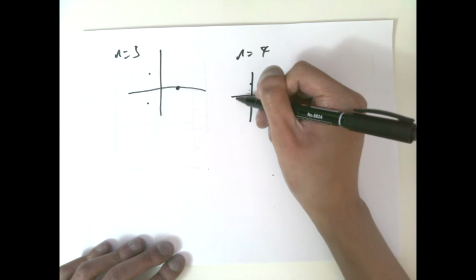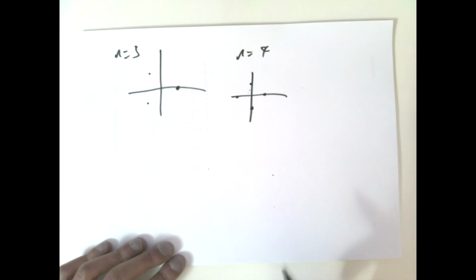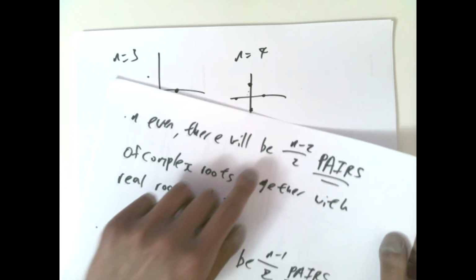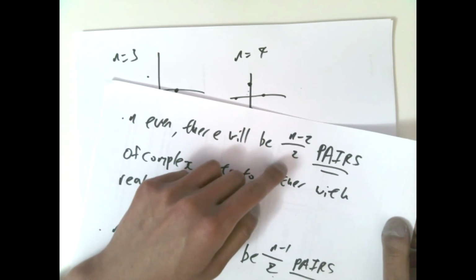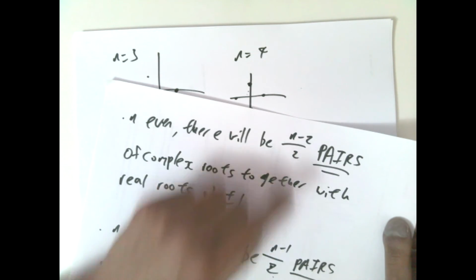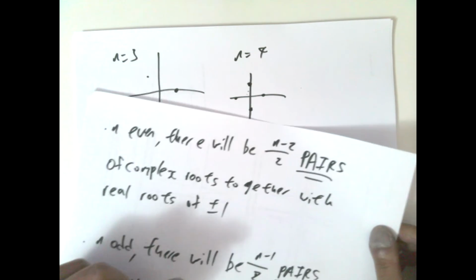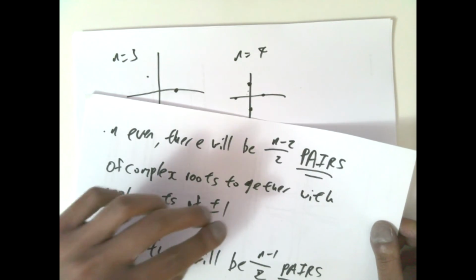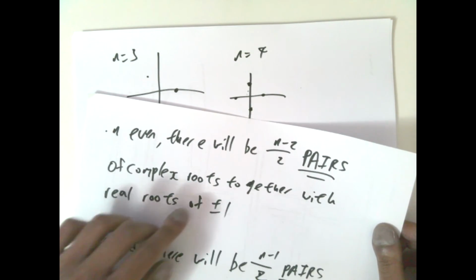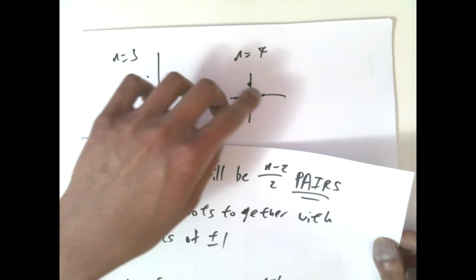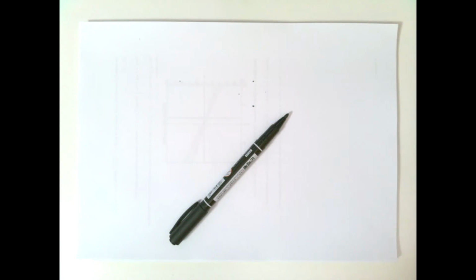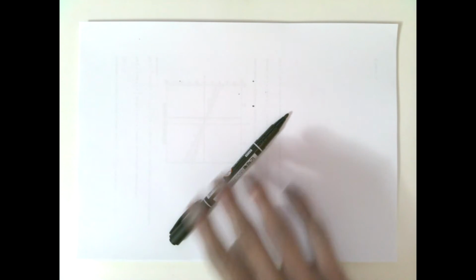The fourth roots of unity. And there'll be 4 minus 2, there'll be one pair of complex roots and the real roots of plus and minus 1. We can also factor the roots of unity.